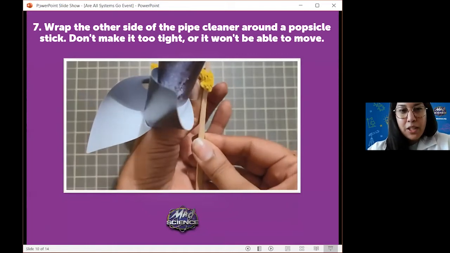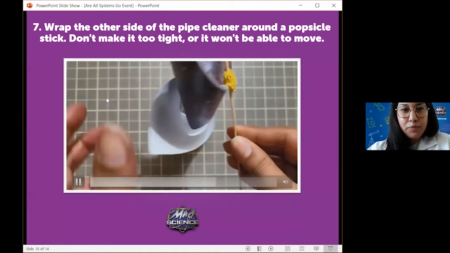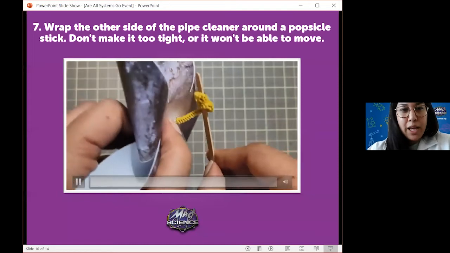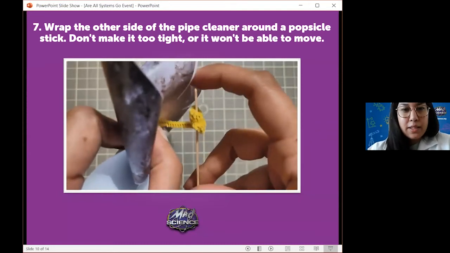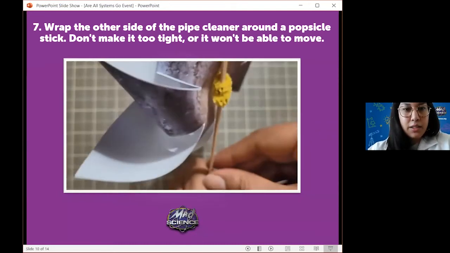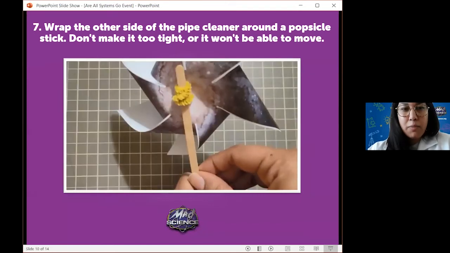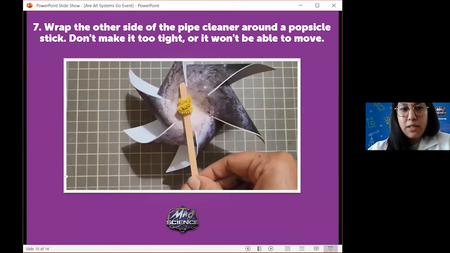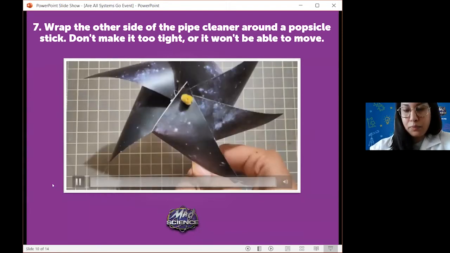So now my pinwheel looks like it's ready to go. There's what the back looks like. There's a little bit of space. My pipe cleaner was a little bit shorter. You might have some extra space in your pipe cleaner, and that's okay.